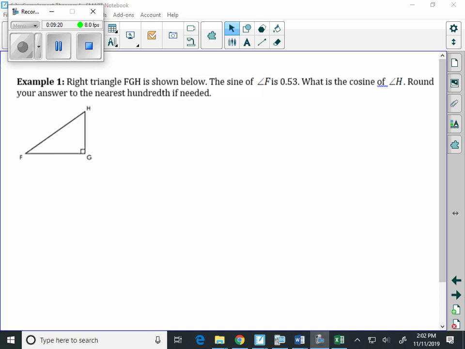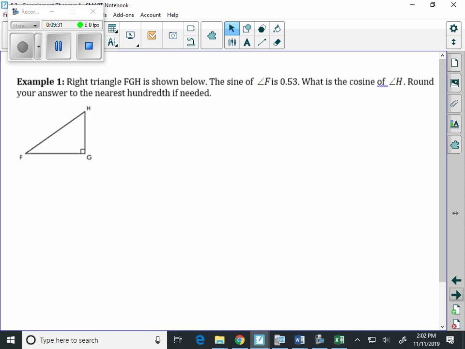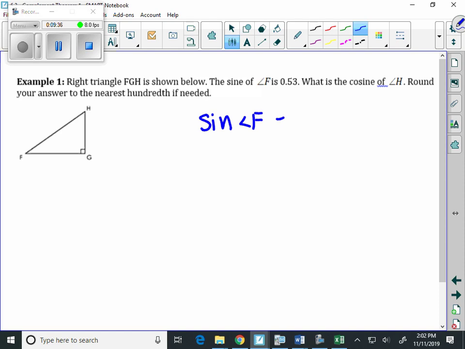So it says right triangle FGH is shown below. The sine of angle F is 0.53. What is the cosine of angle H? Well, if we apply the complement theorem, then the sine of angle F is going to equal the cosine of angle H. And because the sine of angle F is 0.53, that means that the cosine of angle H is 0.53, which is the answer that we want to have here.